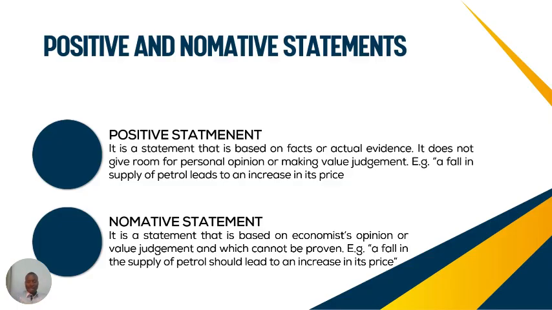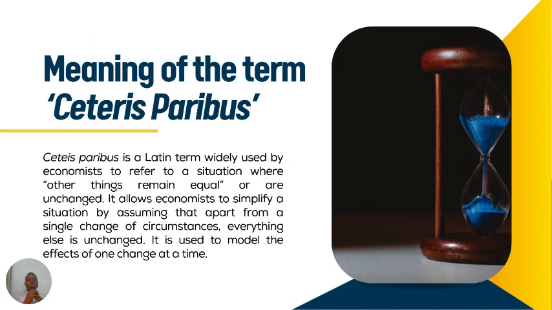Now we also want to look at some concepts here, which is called ceteris paribus. We use this word, ceteris paribus. What does it mean? It's a Latin term which is used by economists. It refers to a scenario where other things remain equal or all other factors are held constant. Do you understand? That is, they are unchanged.